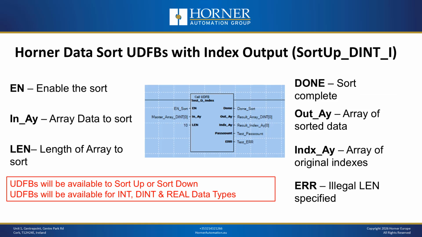This way, we only sort variable A, and then our other columns are reordered to match the changes made to A. Now, let's take a look at the new data sort user-defined function blocks with index outputs. This will look very similar to the sort up integer user-defined function block we looked at earlier, but now with 2 output arrays. One for the array of sorted data, and one for the array of original indexes.